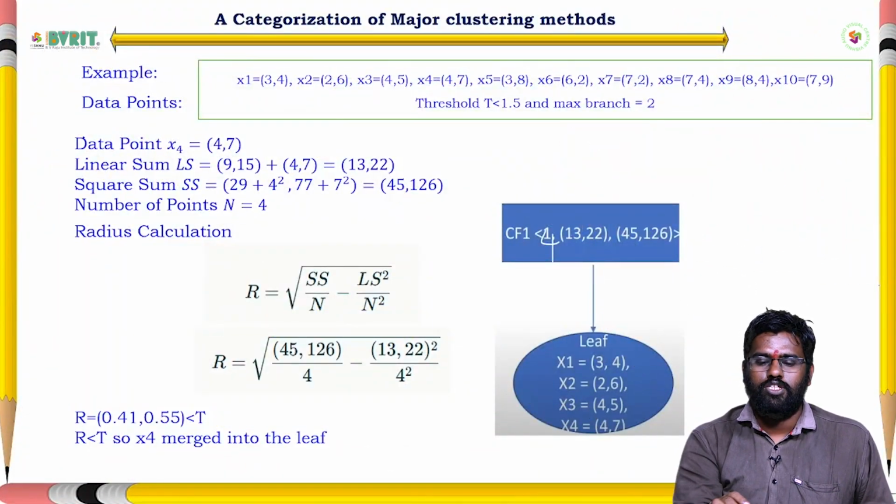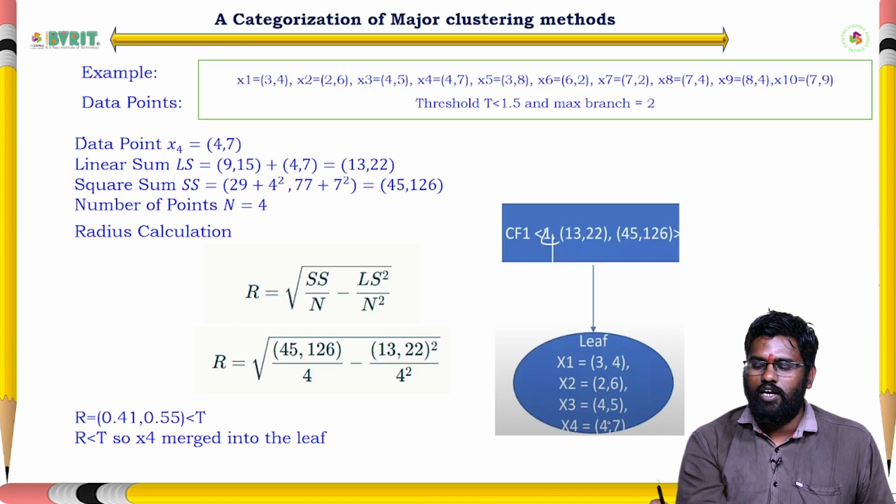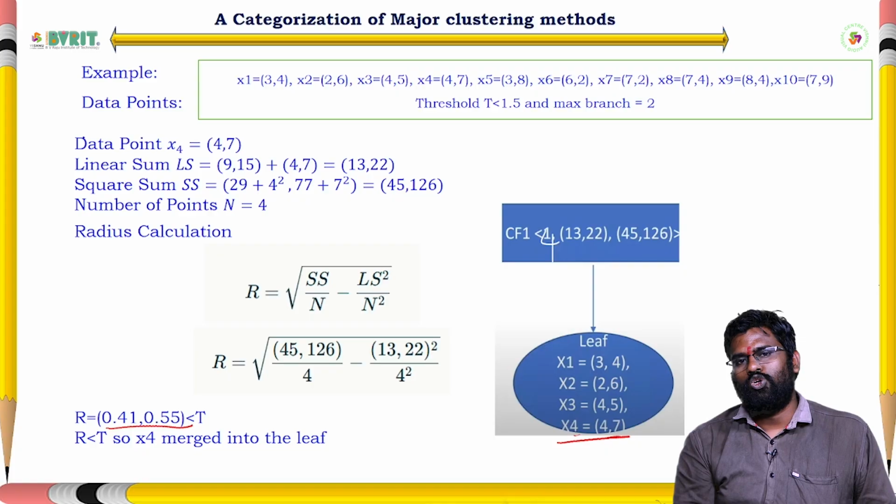Similarly, the same process is done for x4. So we include x4 and the CF value is updated. Why? Because this radius value is less than the threshold value.